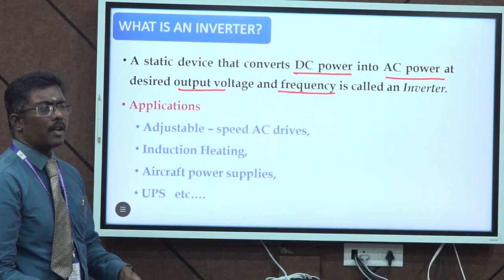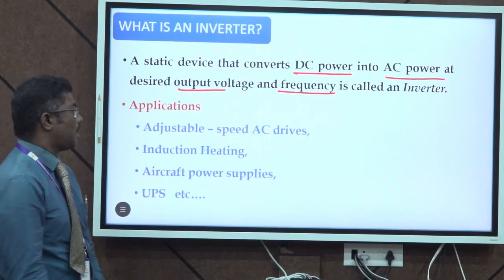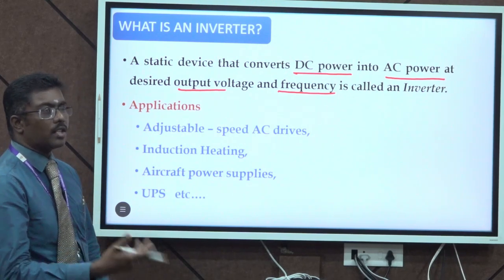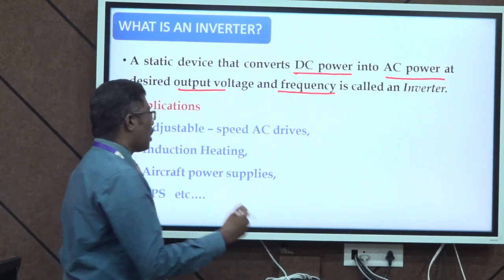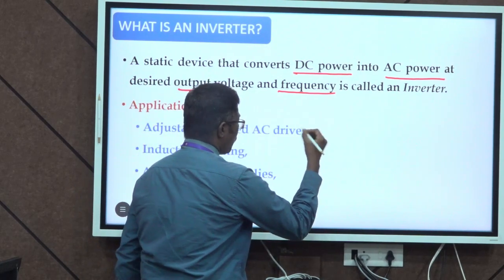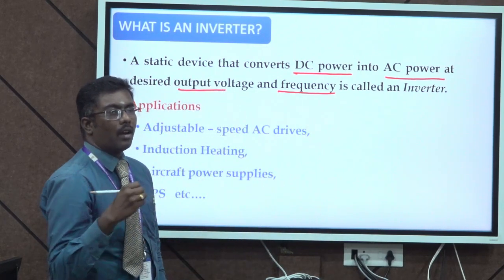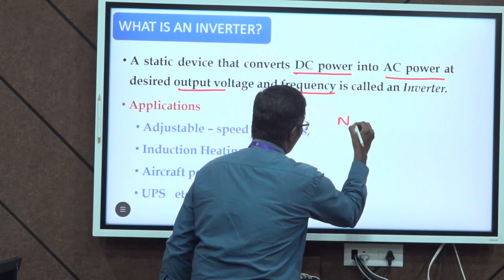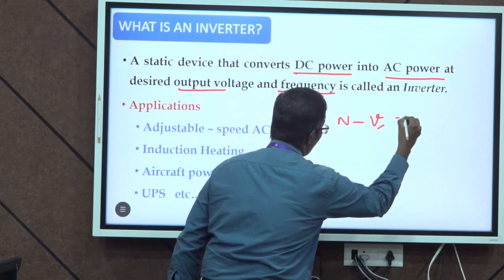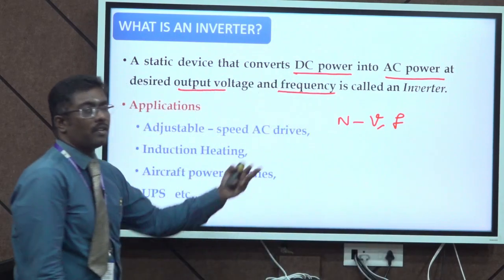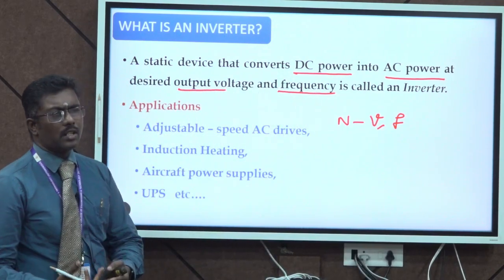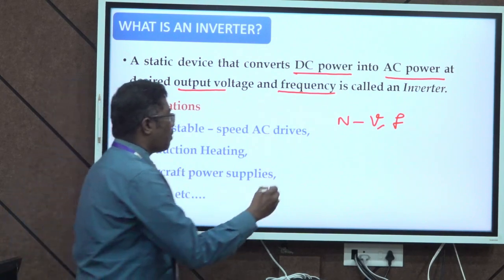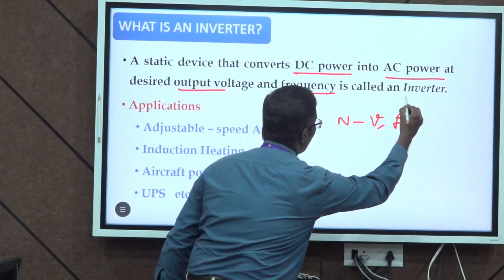Next is the applications of inverters. In industries we are using variable speed drives. In order to achieve variable speed, we are using inverters. To get variable speed, we need to vary the speed of the machine either by varying the voltage or by varying the frequency. Either by changing the voltage or by varying the frequency, we can get variable speed, and that can be achieved with the help of an inverter.